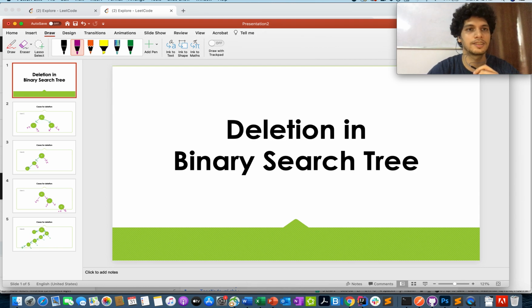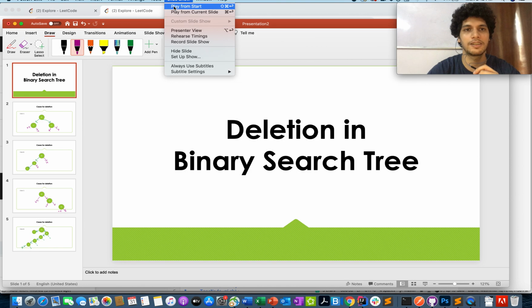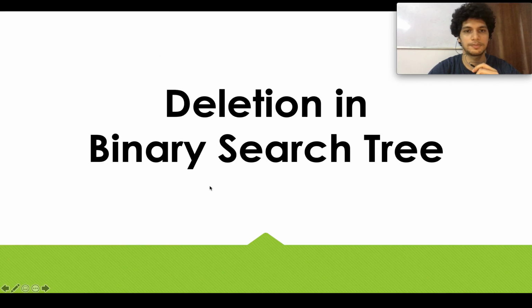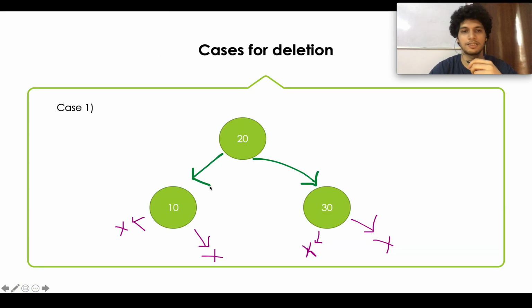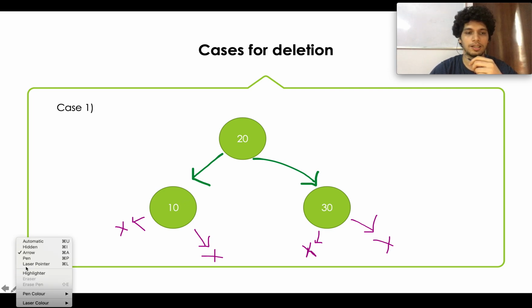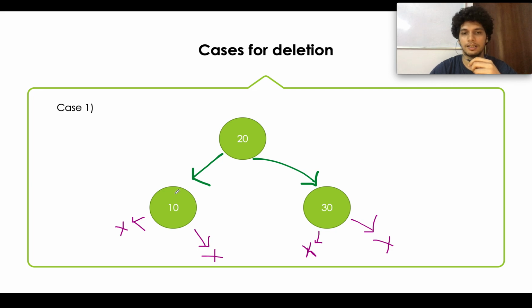So this is the slideshow that I have created. Let me just play this. Deletion in a binary search tree. So this is the first case where you are given a tree with the root as 20. Its left child is 10, which is a leaf node, and its right child is 30, which is again a leaf node.